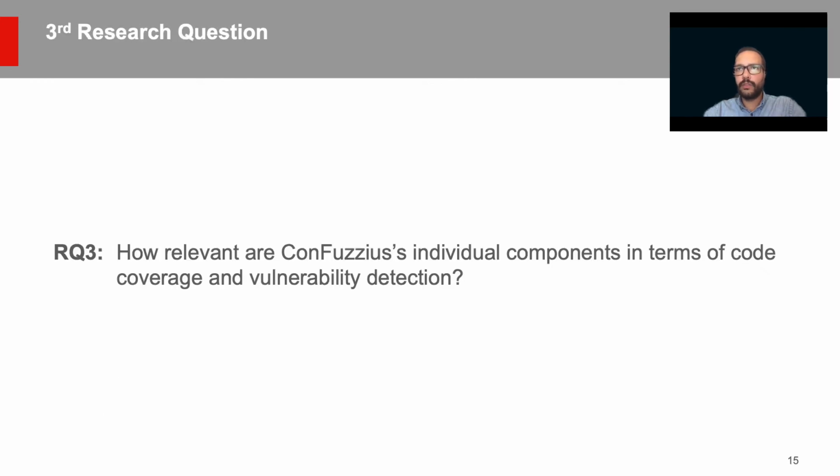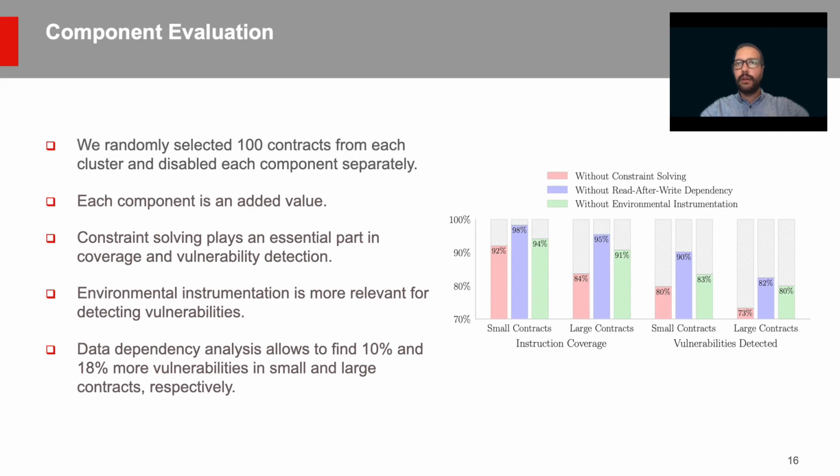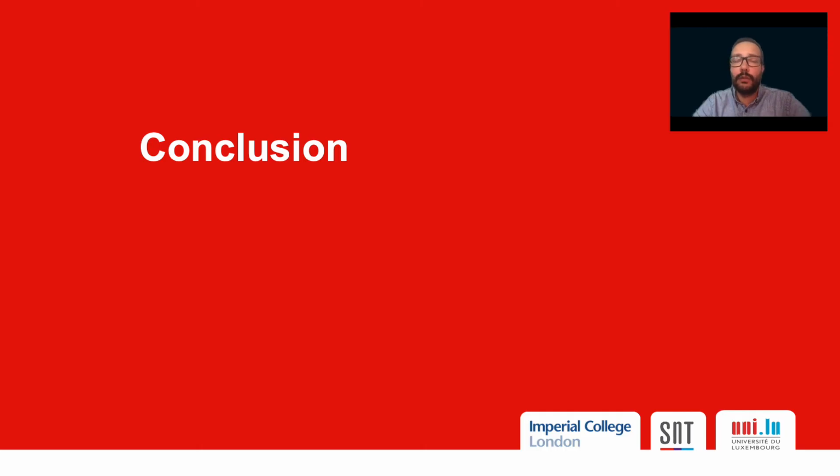Now, our last and third research question is to understand how relevant ConFuzzius individual components are in terms of code coverage and bug detection. We therefore randomly selected 100 contracts from each cluster of the real-world dataset and disabled each component separately. We see from our results that each component is an added value. We also see that constraint solving plays an essential part in achieving code coverage and vulnerability detection. Moreover, environmental instrumentation is more relevant for detecting bugs than for achieving code coverage. Finally, we see that data dependency analysis allows to find 10% and 18% more bugs in small and large contracts respectively.